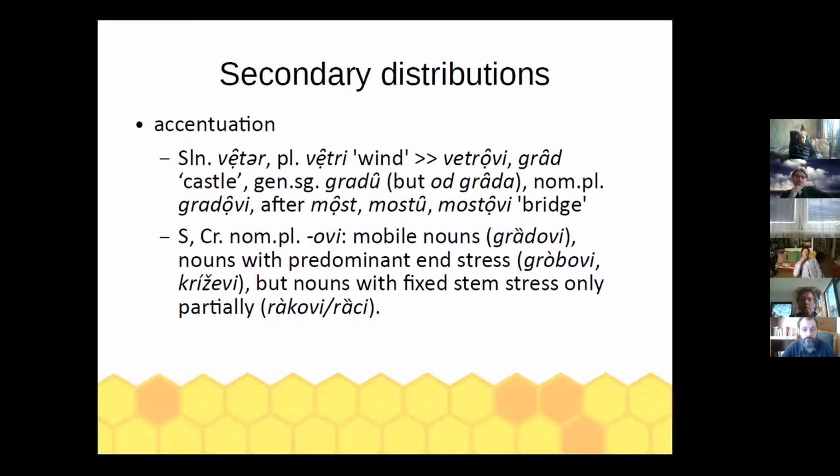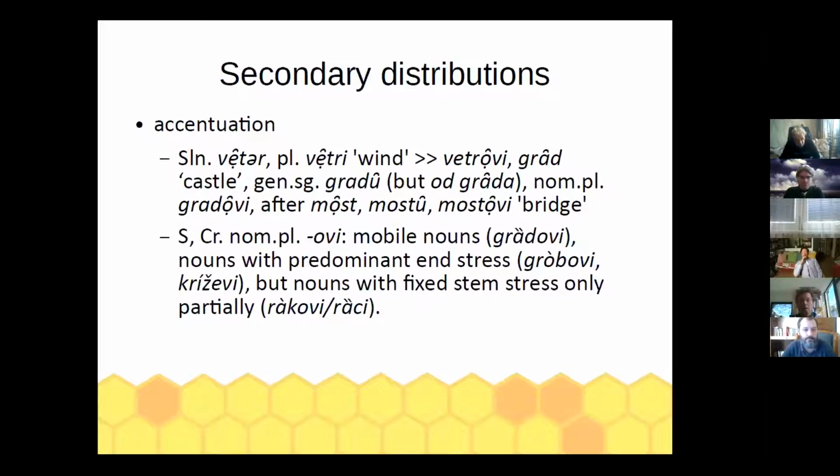And finally, there's a secondary spread of U-stem endings on the basis of accentuation. So, for example, in Slovenian again, a falling tone on the root can cause the introduction of U-stem endings. For example, veter with a neo-circumflex has obtained a new plural vetrovi. But also monosyllabic stems, for example, grad, the word for castle, has a genitive singular gradu, and nominative plural gradovi, clearly after the model of, for example, most, mostu, mostovi.